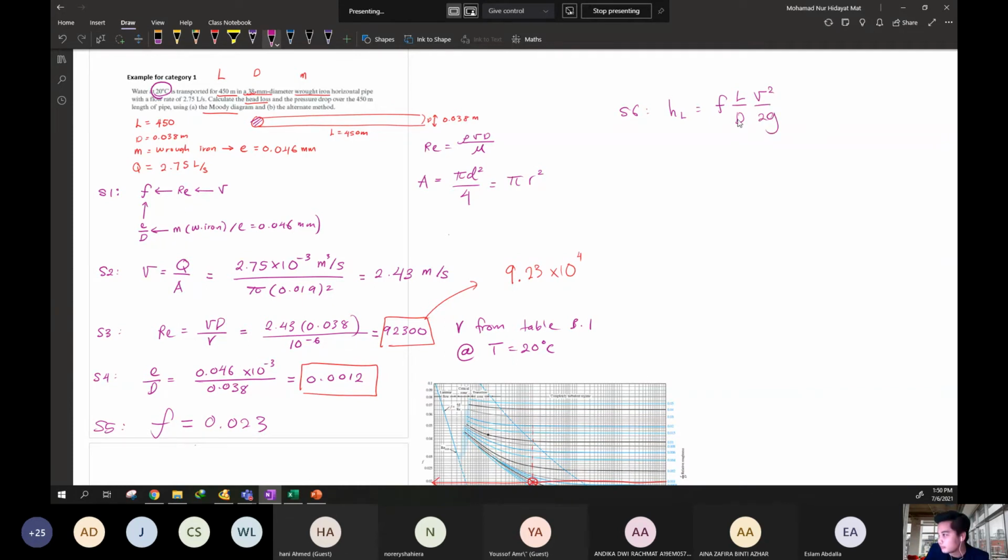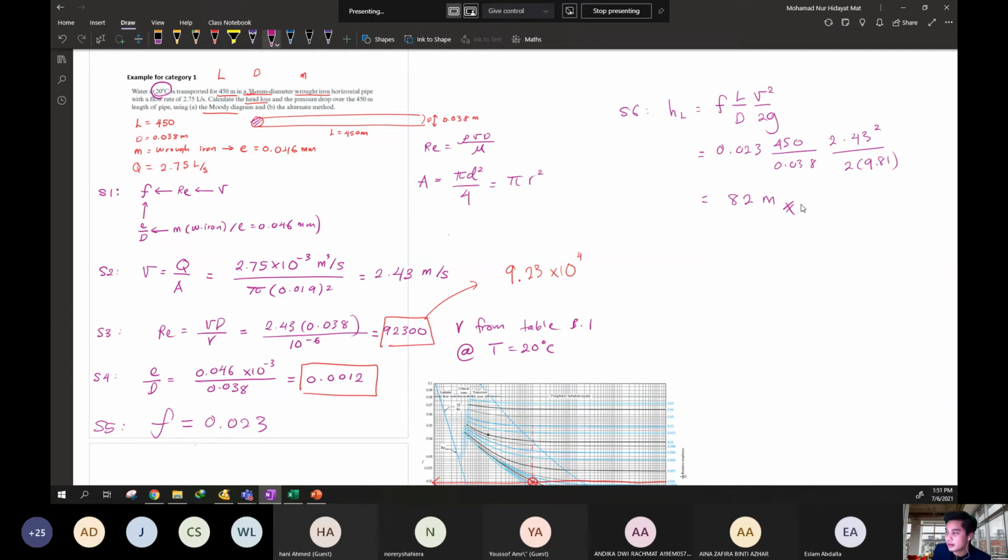Velocity we have, diameter and friction factor. So just substitute 0.023. The length is, you can see, 450, over diameter 0.038. And then velocity is 2.43 squared over 2 times 9.81. So from here you will get the head loss is 82 meter. This is the unit of meter.